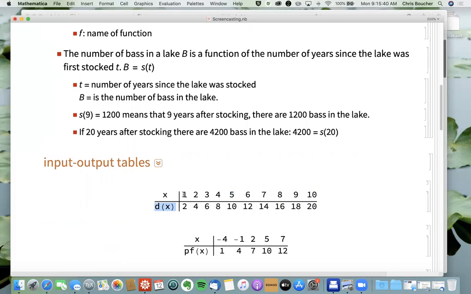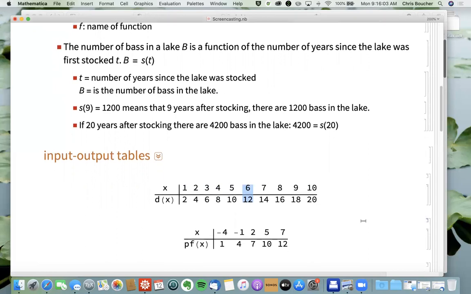And I just lay out a bunch of inputs. What inputs I use depends on what I'm trying to communicate with the input-output table. And below each input is the corresponding output. So below 4 is 8, because when you plug the input 4 into the doubling function, the output is 8. Similarly, d of 6 is 12, and hence the number 12 is below the number 6.